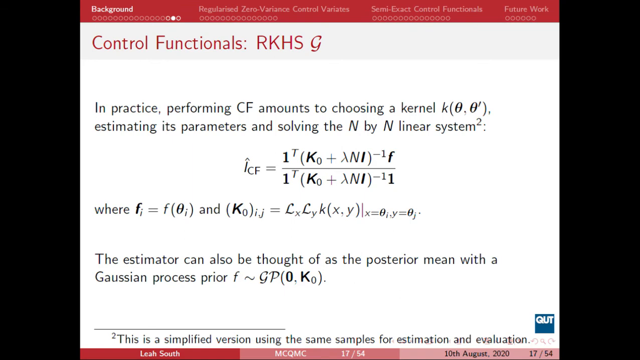In practice, when you want to perform control functionals, what you do is you choose some kernel, for example a Gaussian or a Matern, and that will have some length scale parameter. And then you estimate that parameter using something like cross-validation. And finally, once you've got that, you solve the n by n linear system and you end up with a solution like this. So K0 is just the matrix of the Stein operator applied to our kernel, evaluated at each of our sample combinations. And so we've got to do the inverse of an n by n linear system and a few matrix vector operations. So it turns out that this has order n cubed complexity. You can think of this estimator as the posterior mean with a Gaussian process prior with covariance K0.